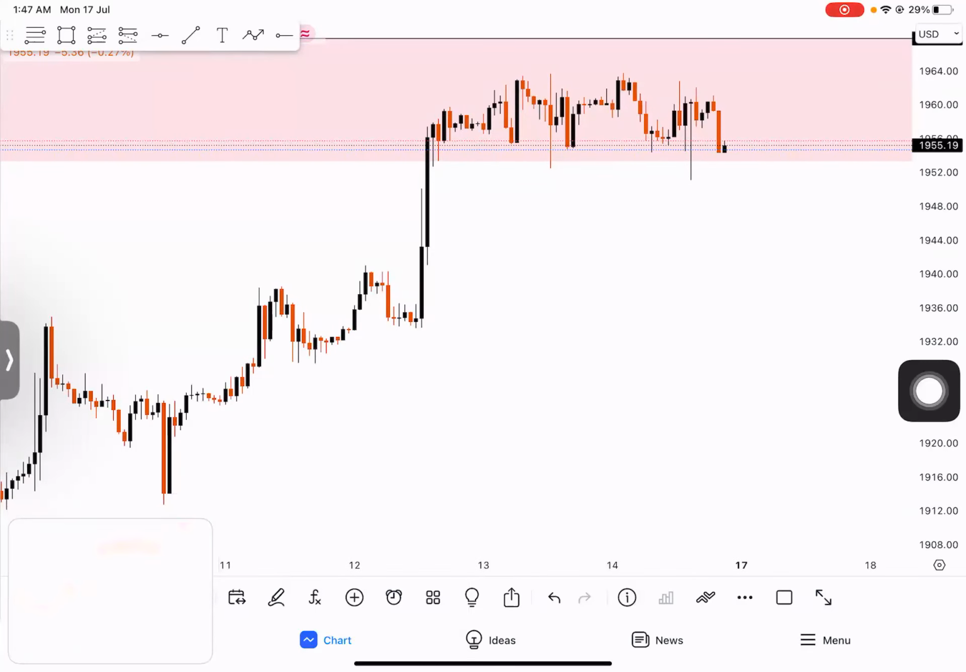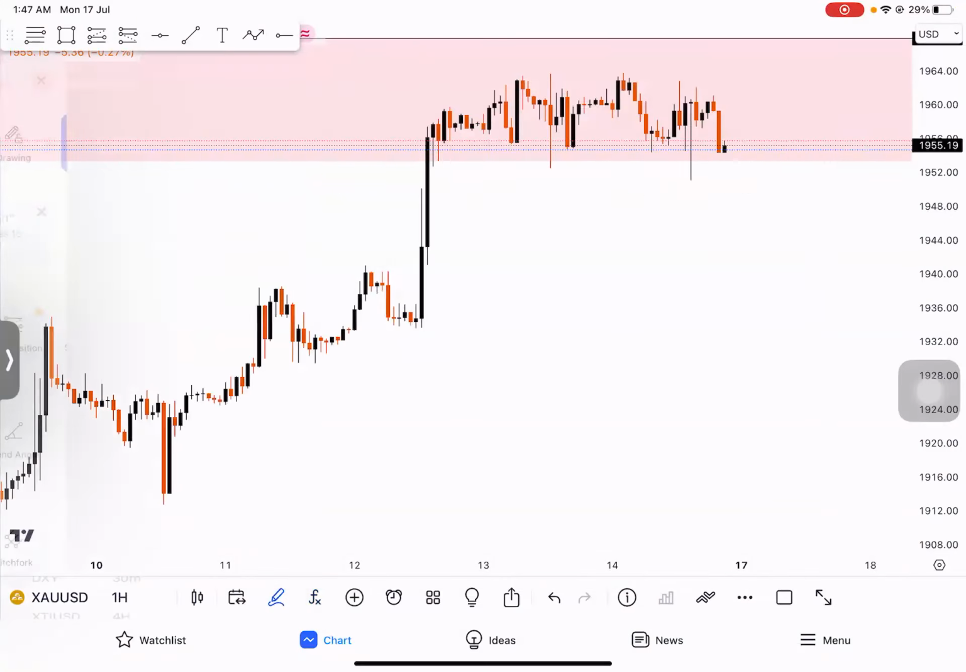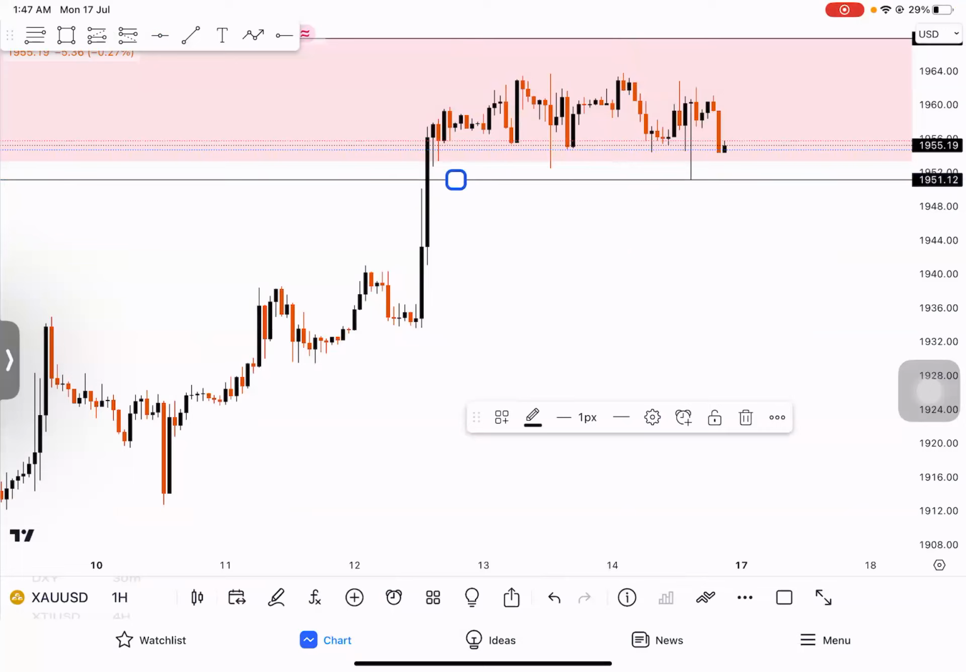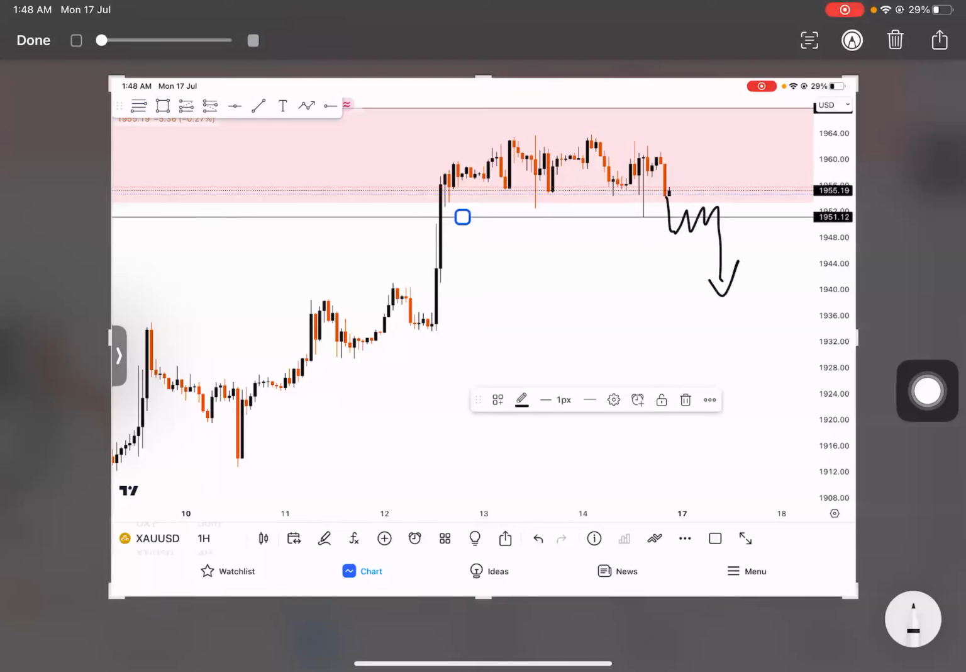One of the confirmations is the strong momentum candles in this area. So I would say we just have to wait for a break out of this level. To give you guys a clearer direction, you have to break out the previous level, which is around 1951.12. You have to break out the previous low to confirm the downtrend. Then we can go for sell, because this is currently in the daily supply zone already.